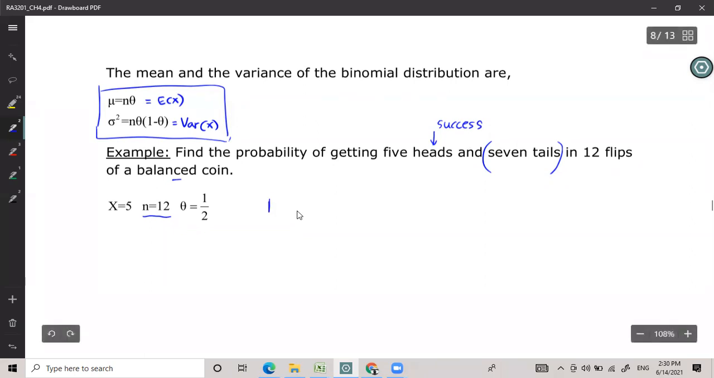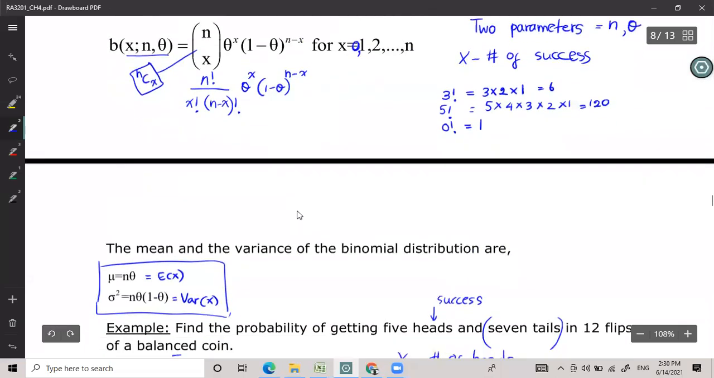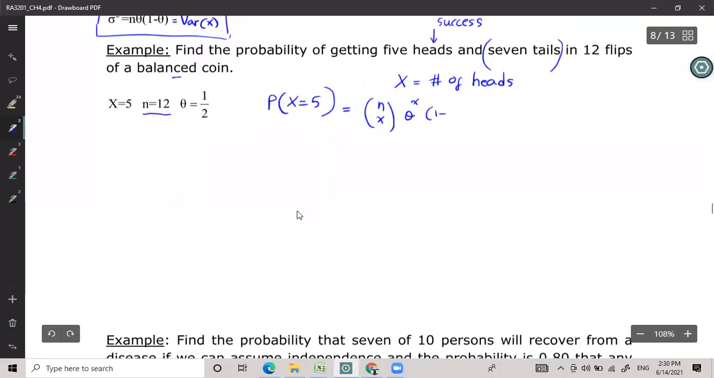Now, what is the probability you want to find? Find the probability of getting 5 heads, x equals 5. If you get 5 heads, automatically there will be 7 tails, right? So your random variable x will be what? The number of heads. Your number of successes is the number of heads. So what is the probability x equals 5? I'll use the equation. The equation is n choose x, theta to the x, 1 minus theta to the n minus x. What are the possible values of x? No heads at all, 1 head, 2 heads, up to all 12 heads, right? So that is the sample space of x.